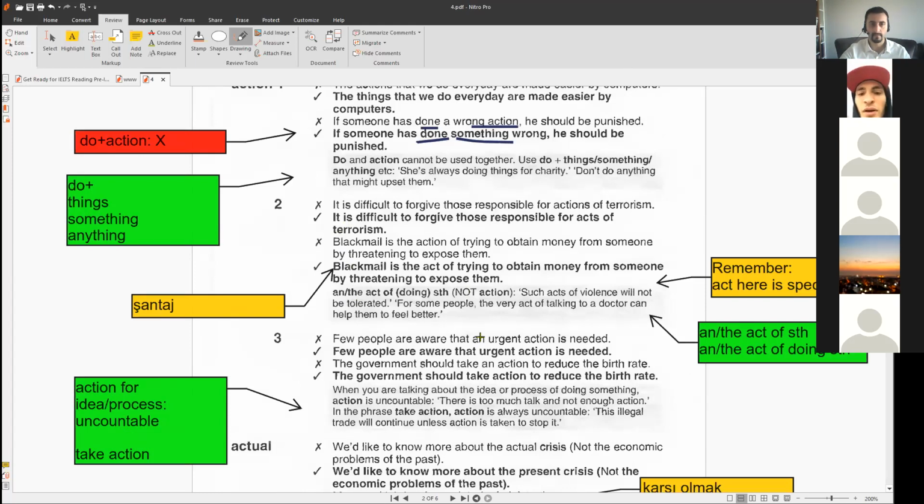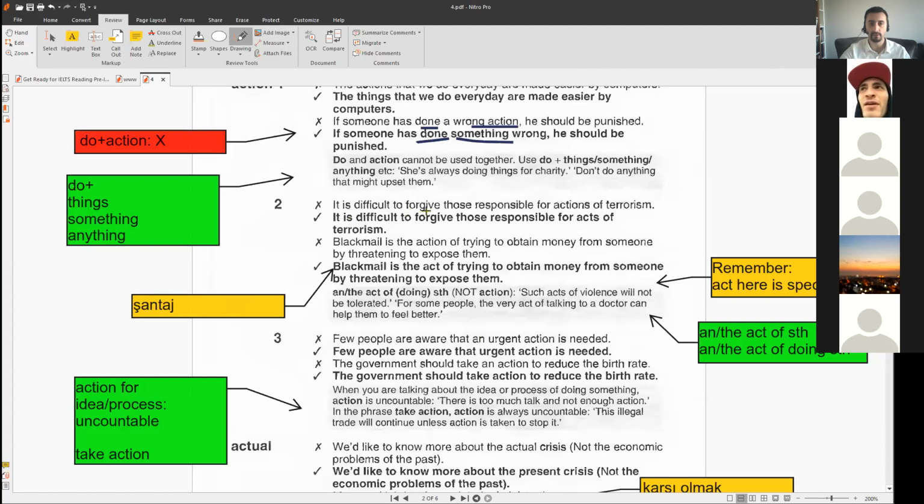Blackmail is the action of trying to obtain money from someone by threatening to expose them. Blackmail is the act of trying to obtain money from someone by threatening to expose them. Okay, so what are the problems here?